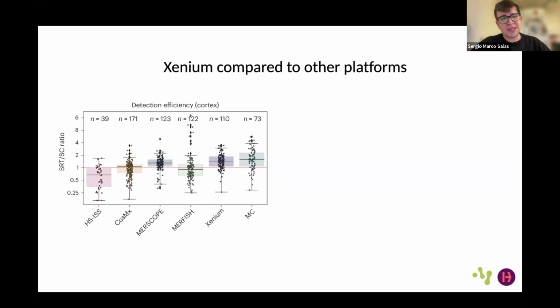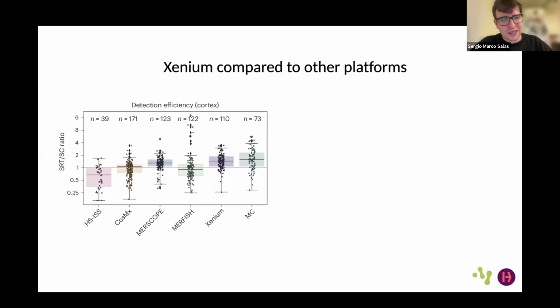And then basically for every individual gene that we profiled in the different datasets, we compared its efficiency with the efficiency of single cell. Basically, 1 in here means that we have the same efficiency in single cell and in the spatial technology. And values above 1 mean that we have a higher detection efficiency in the spatial technologies. And as we can see here, different technologies present a pretty similar detection efficiency, but we could see that MC, which stands for Molecular Cartography, and Xenium are the ones that present a higher detection efficiency.